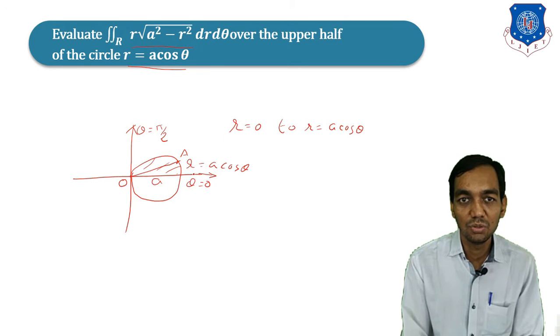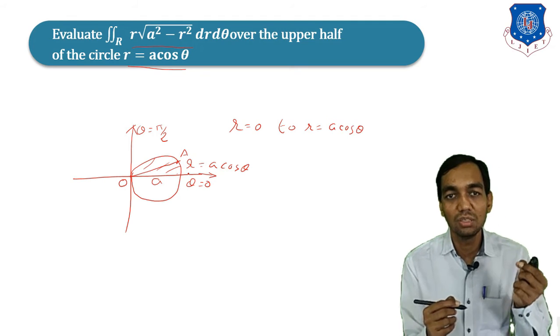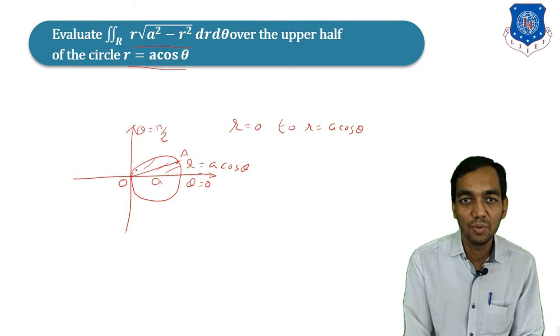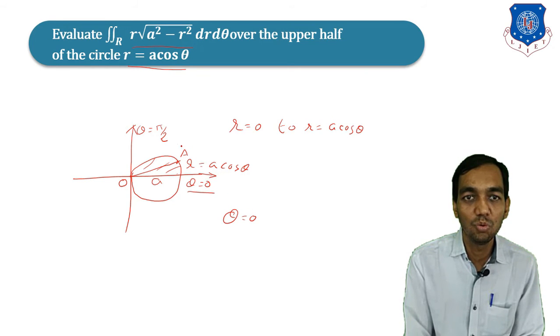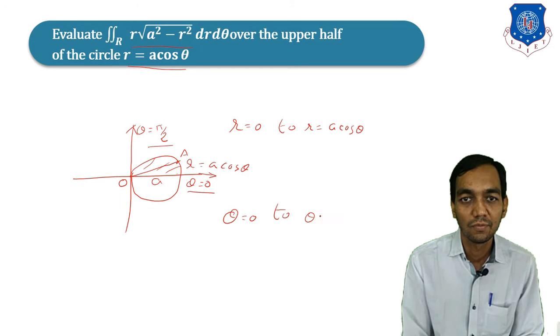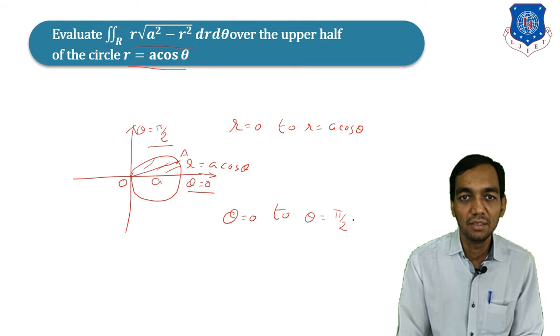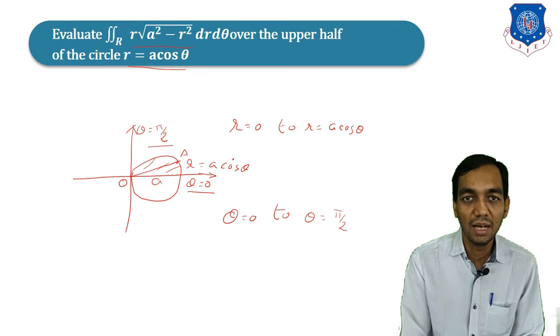Now your theta, that means your radius vector, is going to move along the circle and it is starting from theta is equal to 0 here, and it is going to move up to this point, that means theta is equal to pi by 2 point. Okay, so please remember this thing, that your limit is from r is equal to 0 to a into cos theta, and theta is equal to 0 to theta is equal to pi by 2.